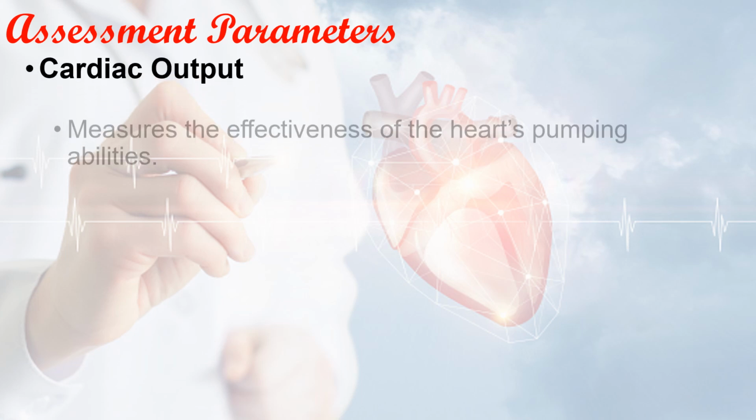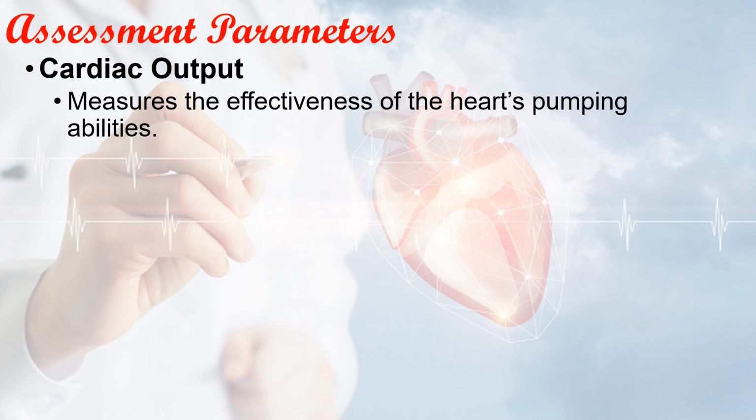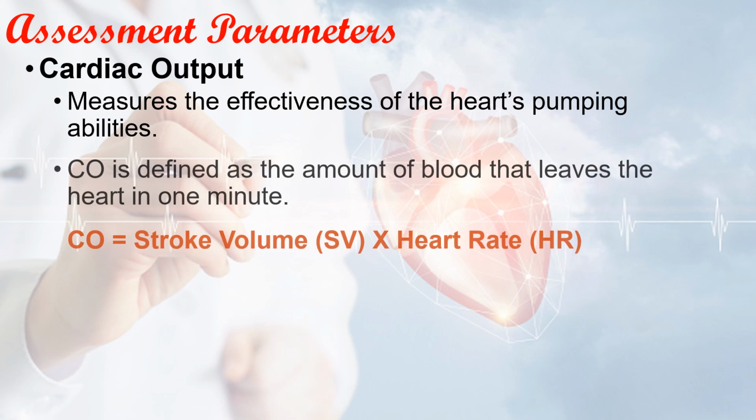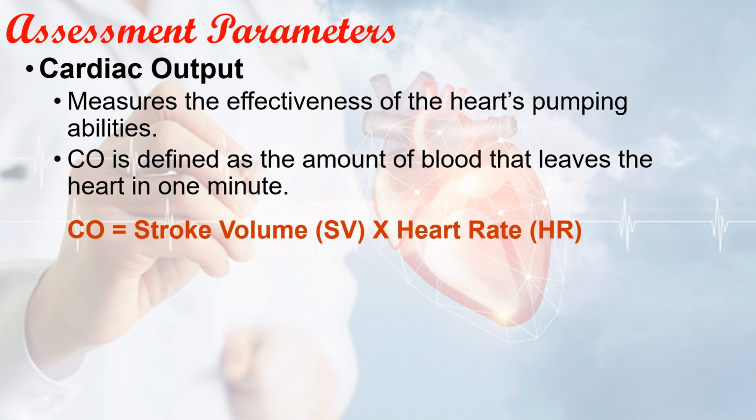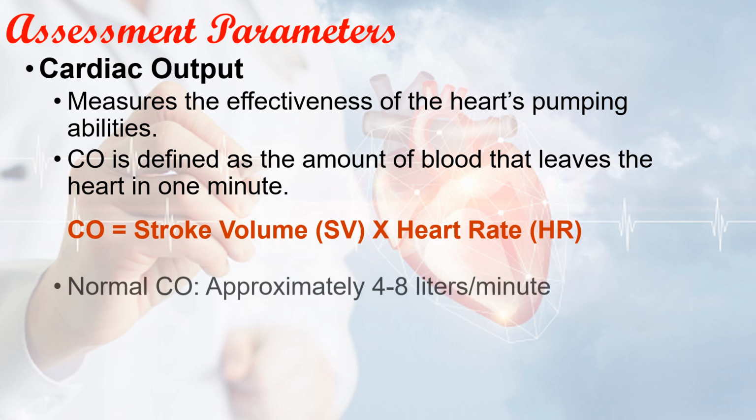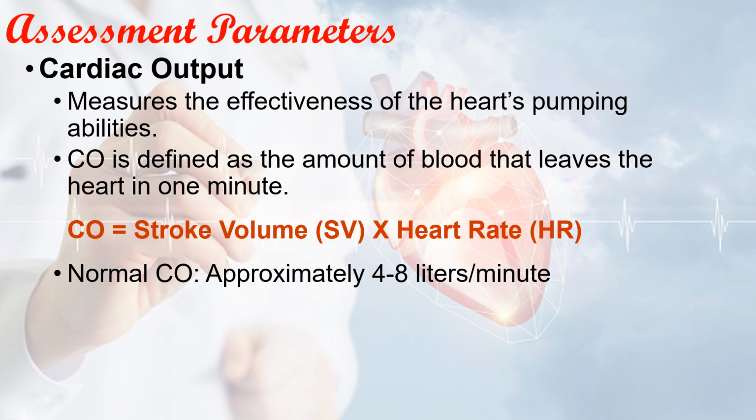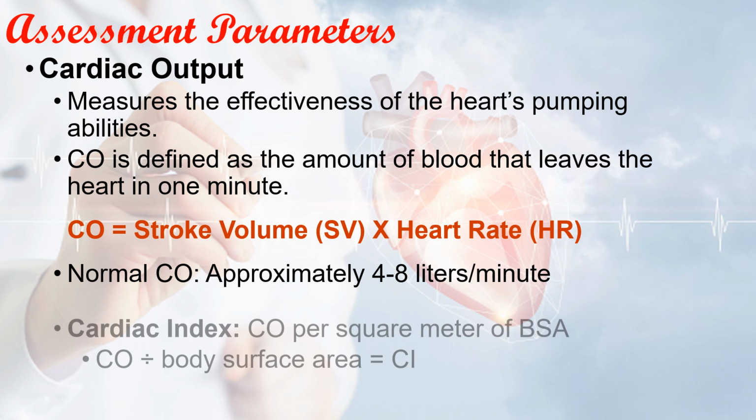First one is cardiac output. Cardiac output measures the effectiveness of the heart's pumping ability. It is defined as the amount of blood that leaves the heart in 1 minute. To calculate the cardiac output, we use the formula: stroke volume times heart rate. Normal cardiac output is approximately 4 to 8 liters per minute.